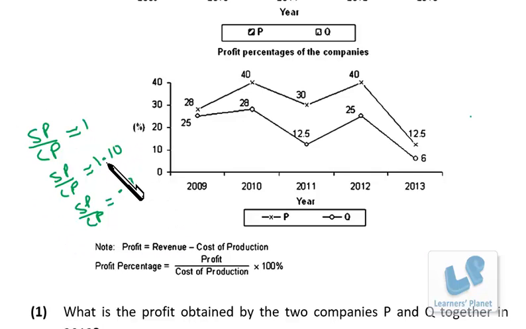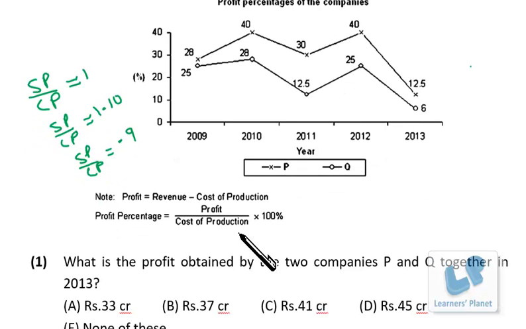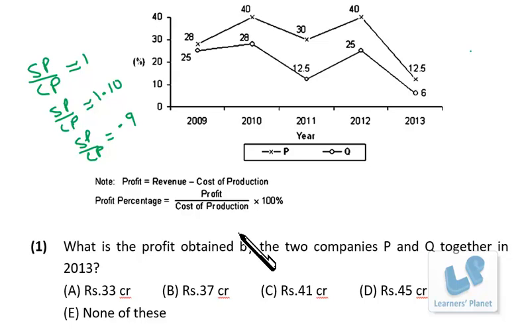So you should be knowing this thing. So many times I have told you, even in profit and loss sessions. Over here, revenue is nothing but selling price, and cost of production is nothing but cost price. So it will be easy for us to solve the questions if we understand this variation in the terminologies.